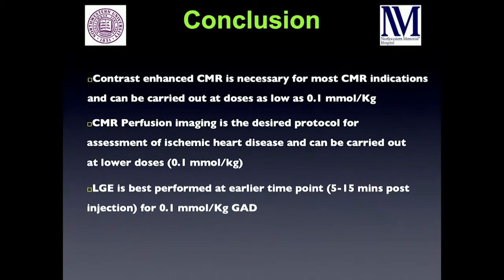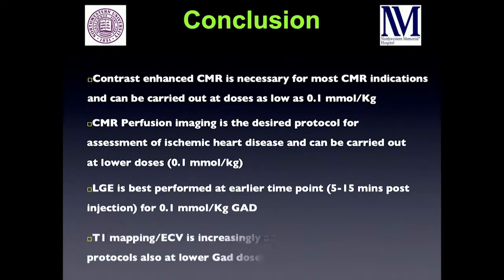Late gadolinium enhancement, if you are using a lower dose, which may become the more standard dose, should probably be carried out at an earlier time point of 5 to 15 minutes post-injection. And T1 mapping and ECV is now increasingly used for routine cardiac MR and can also be carried out at similarly lower doses as evidenced by the literature.